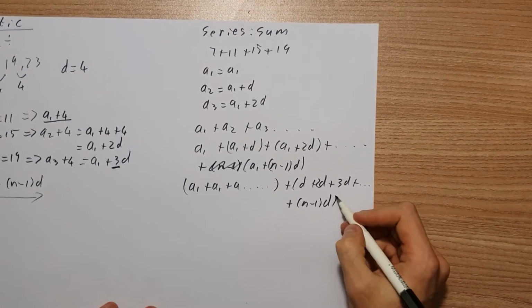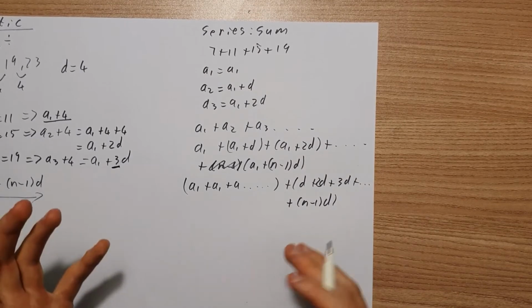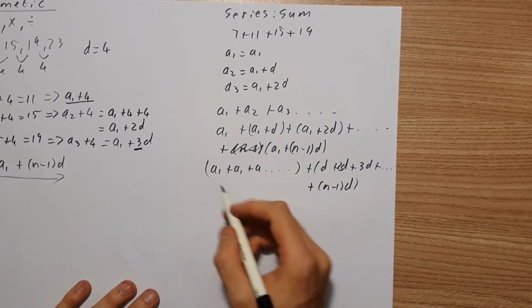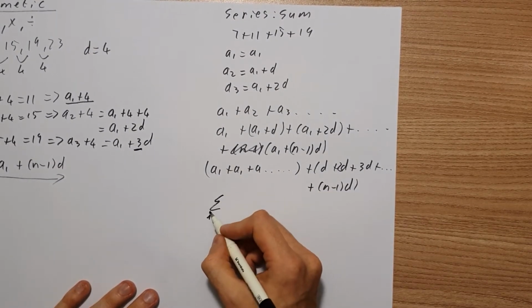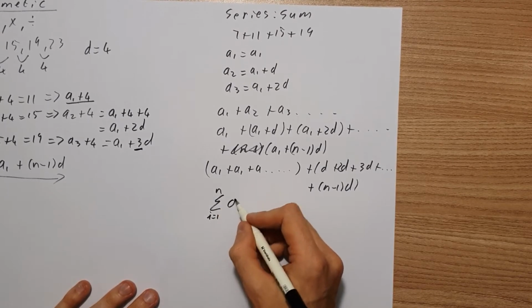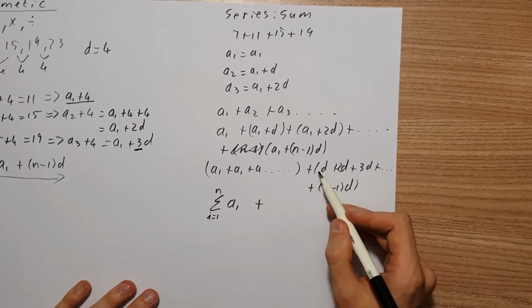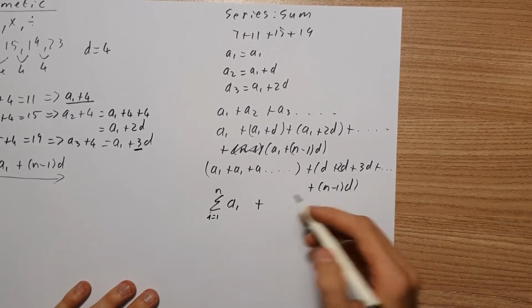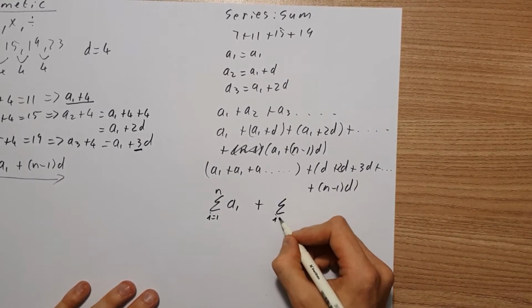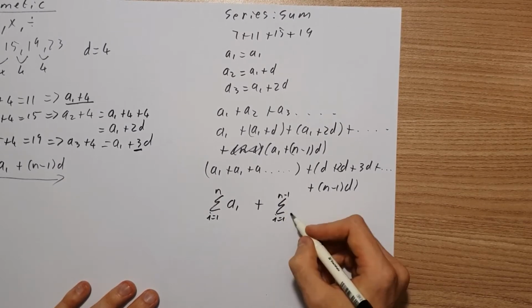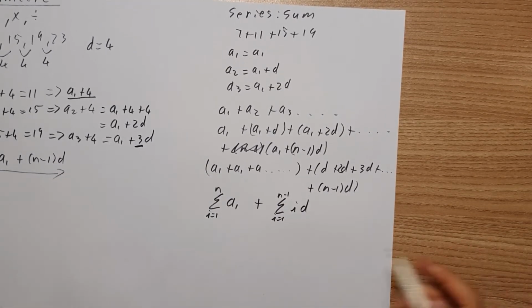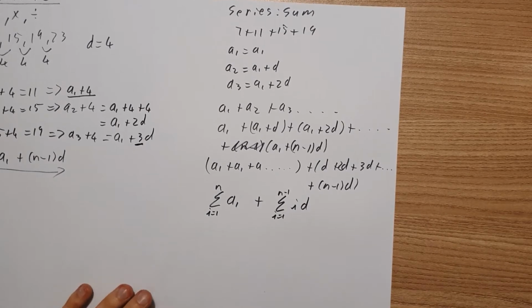Remember, if I write this in summation form, a1 is just a constant, which means I have the sum of i equals 1 to n of just a1, plus the sum of i starting at 1 going up to n minus 1 of i times d, because it's 1d, 2d, 3d, 4d, all the way up.